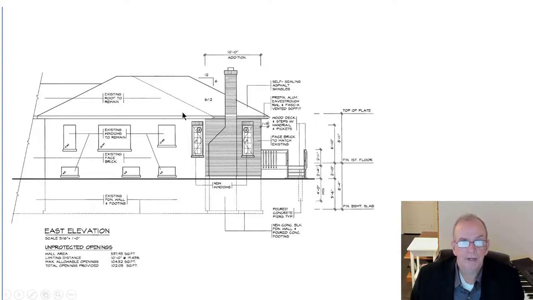Well, I'm going to make it 5.5 in 12 because it's got to line up with the existing roof. So whatever the existing roof is, that's what you do. Those are other things that you have to consider. Then there's stuff like the existing face brick.